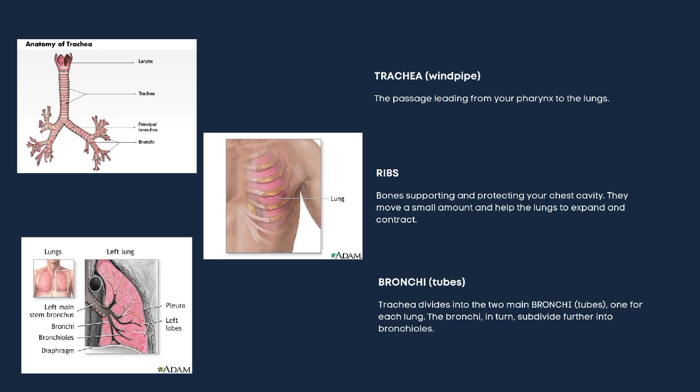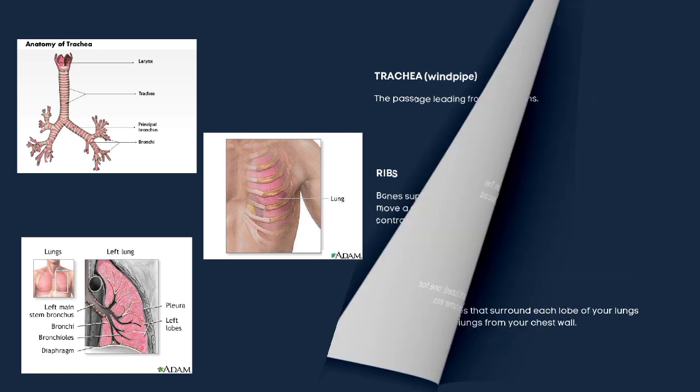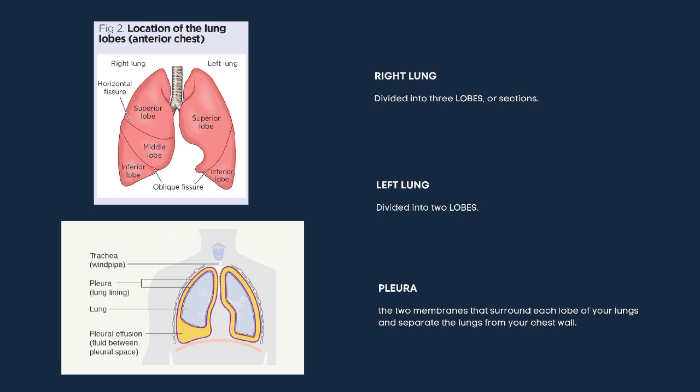Next is the bronchi or tubes. The trachea divides into two main bronchi tubes, one bronchus for each lung. These bronchi tubes are two large tubes that carry air from the windpipe to the lungs. These bronchi are subdivided further into bronchioles. Next are the right and left lungs. These are the spongy, elastic organs on each side of the heart, enclosed in the rib cage and composed of millions of air sacs called the alveoli.